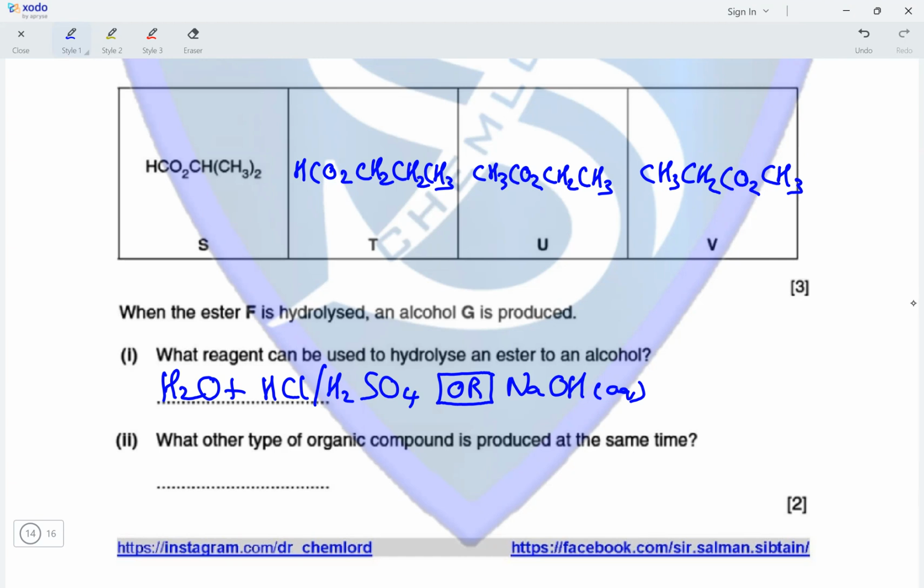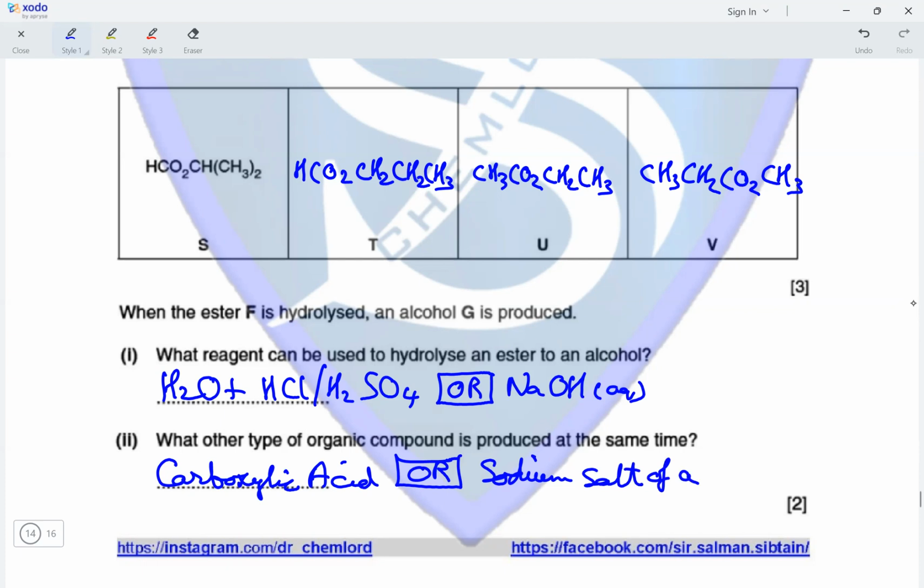What other type of organic compound is produced at the same time? So if we are using water and an acid, we end up with a carboxylic acid. And if we are going to use NaOH, we are going to end up with a sodium salt of a carboxylic acid. So whichever reagent we use, we have a relative other product to the alcohol produced that we need to state. If it's acidic conditions, we end up with a carboxylic acid. If it's alkaline conditions, we end up with a sodium salt of that same carboxylic acid.